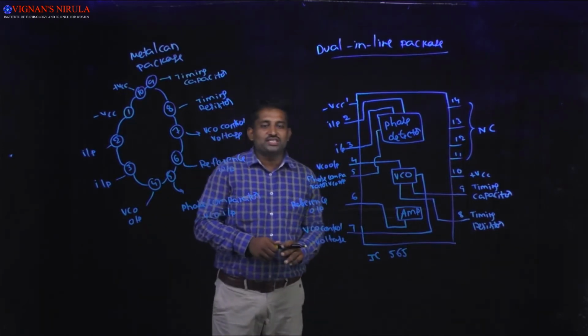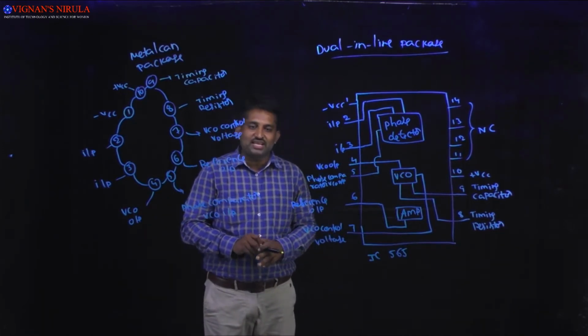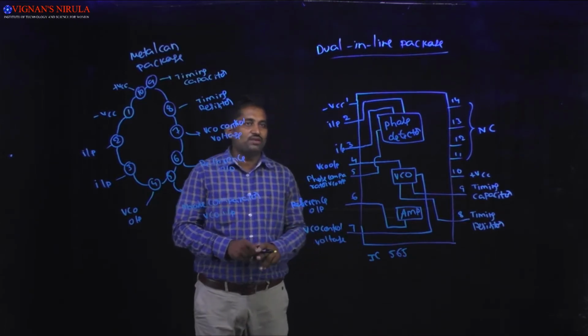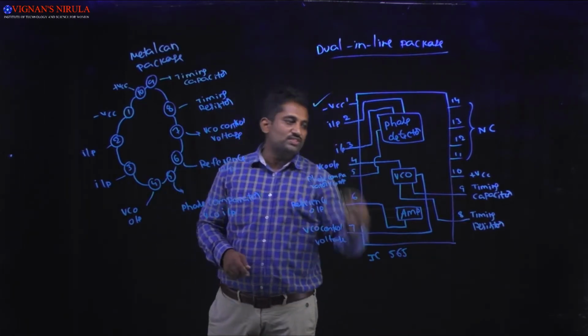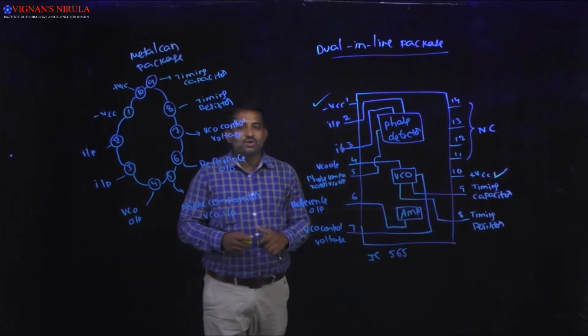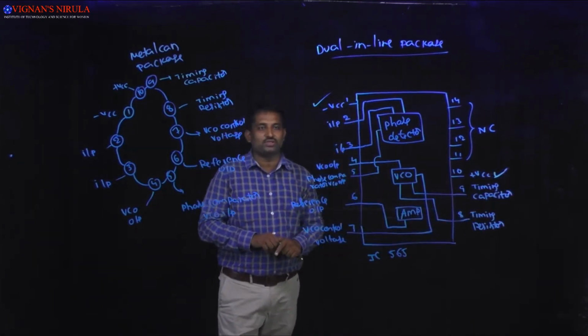Supply voltages are required to operate any IC, that is plus VCC and minus VEE. So here it is minus VCC and plus VCC. To operate any IC, we require the supply voltages.